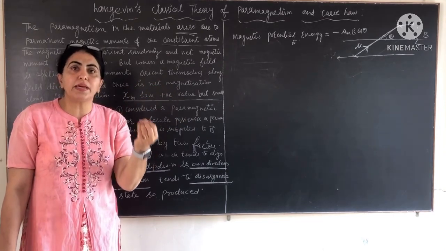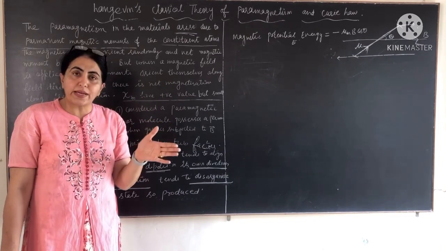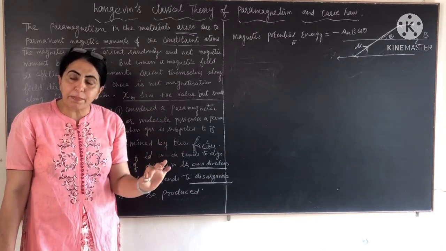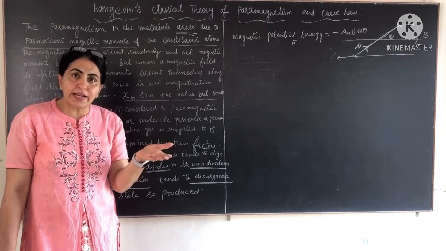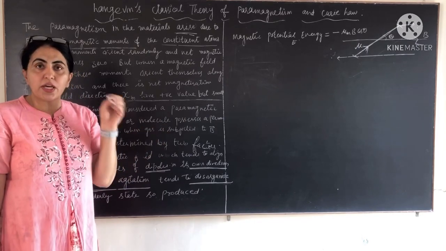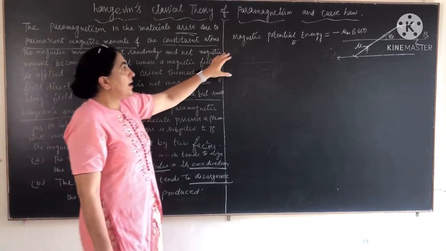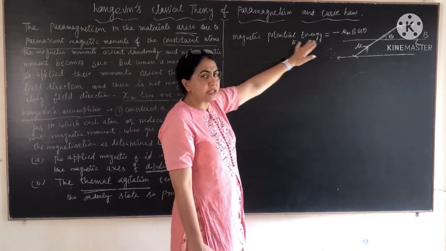Then there will be a net dipole moment. Clear? We have to apply a particular temperature, so thermal agitation will be less, and secondly the field must be stronger. Then after that we have calculated magnetic potential energy.